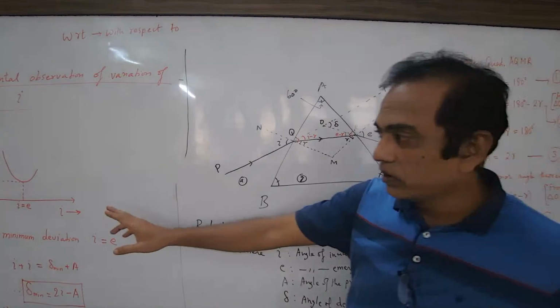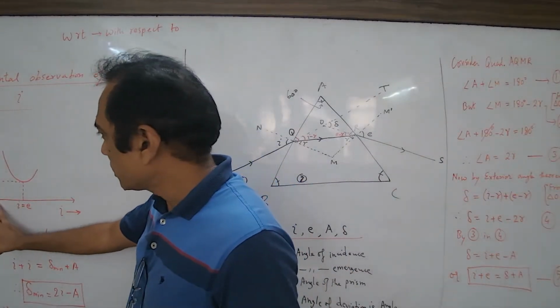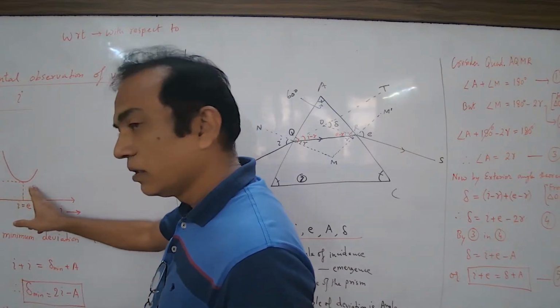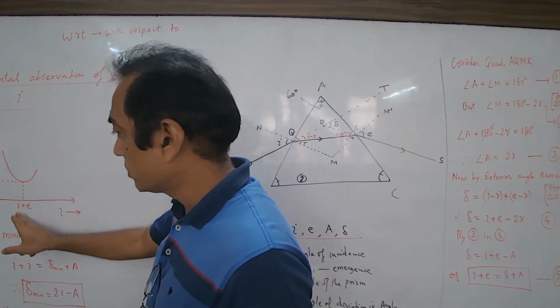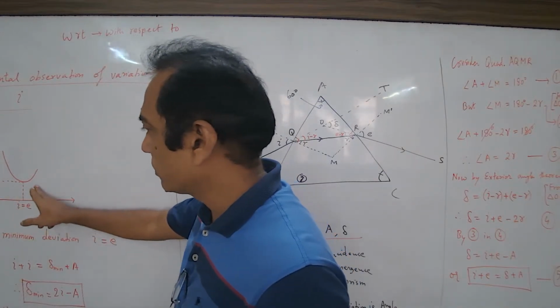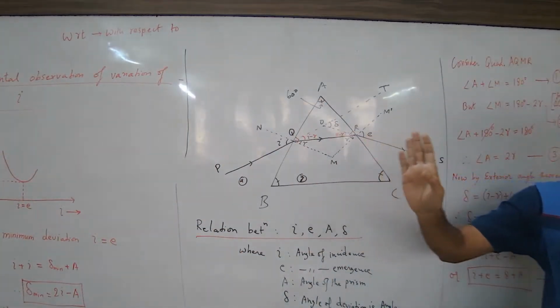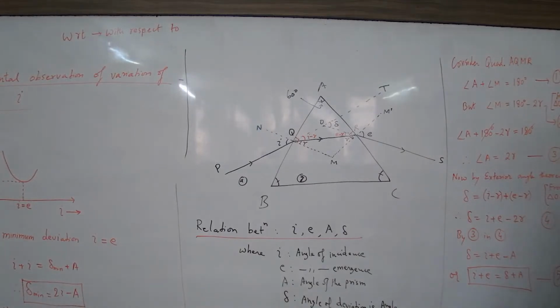This is the graph. When the angle is less, deviation is high. When the angle increases, deviation decreases till a certain value of angle of incidence. Increase the angle of incidence further, and deviation increases again. This is the experimental observation.